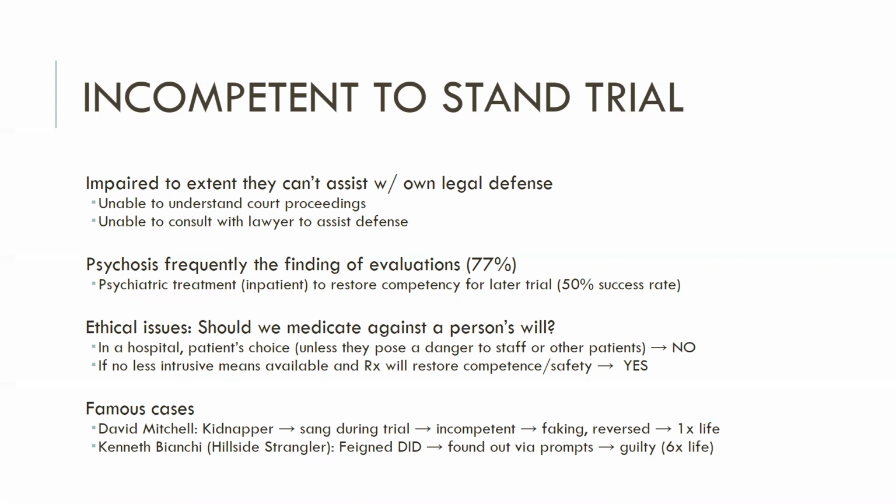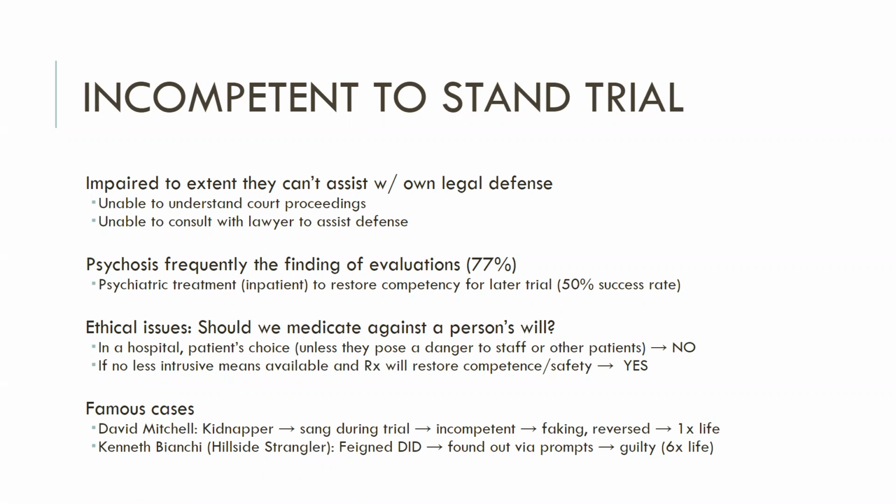You may be wondering what happens to the other 50%. So if 50% go back to trial, what happens to the other 50%? They're basically indefinitely in treatment, trying to restore competence, and their competence is being evaluated every 6 months. But if they're never meeting competence, the only way for them to get out of that cycle would be if their charges were dropped.